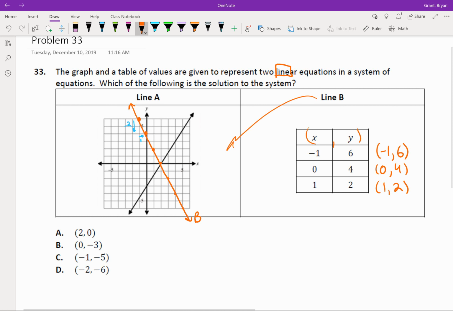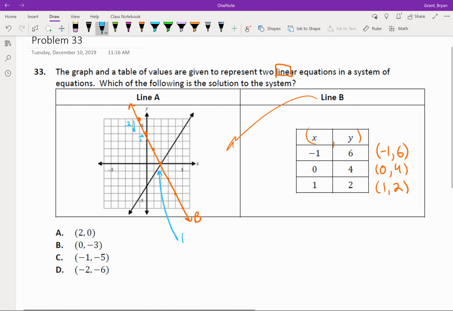Well, our solutions to a system of equations have three options. Either the lines never cross, and there'd be no solution in that case, but these ones definitely cross. Or they're the exact same line, but these are definitely two different lines. Line A has a positive slope, line B is negative. Or they cross in one spot, and the spot that they cross in is our intersection or our solution to our system.